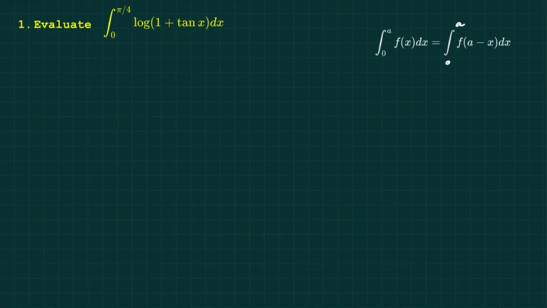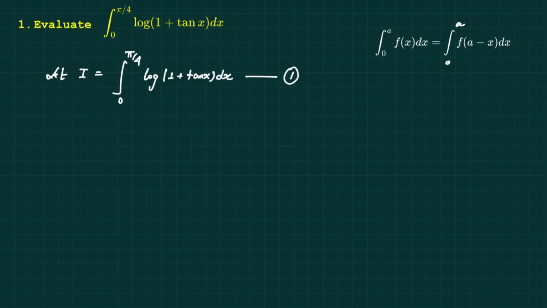Question number 1. Evaluate the integration from 0 to pi over 4 of log of (1 plus tan x) dx. In this question, we will be using the property that the integration from 0 to a of f of x can be replaced by f of (a minus x). But first let us consider the given integral as I. So let I equal the integral from 0 to pi over 4 of log of (1 plus tan x) dx. Let this be equation 1.